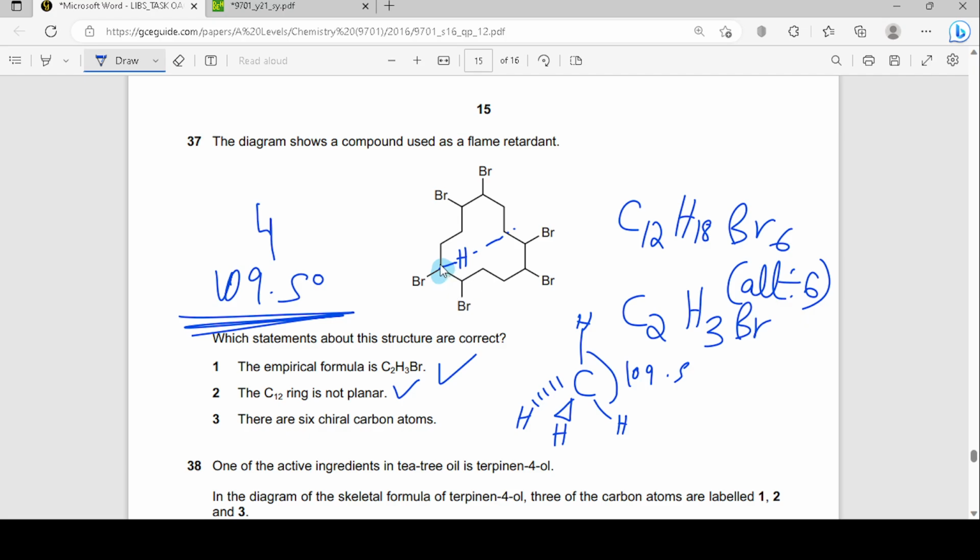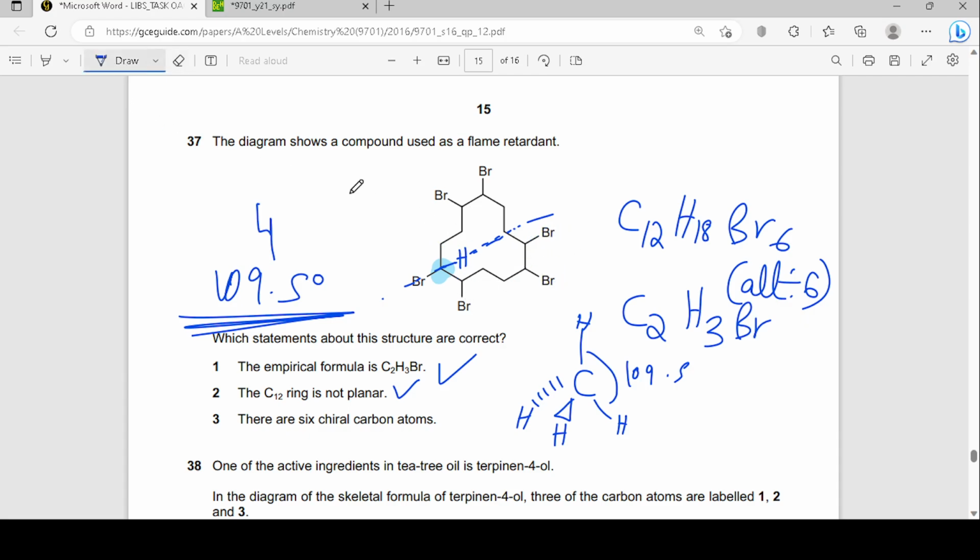Like maybe this part of the ring is towards you, and this is away from you. So the carbon 12 ring is not planar basically. Okay, and then there are 6 chiral carbon atoms. Again, even if I take this example that I've highlighted blue, I drew this line of symmetry earlier, but there actually is no symmetry, right? If you see this part of the molecule, there's a Br here, but there's no Br here. There's a Br here and a Br here. Okay, but then there's a Br here and no Br here, and there's a Br here. It's not a symmetrical molecule basically.